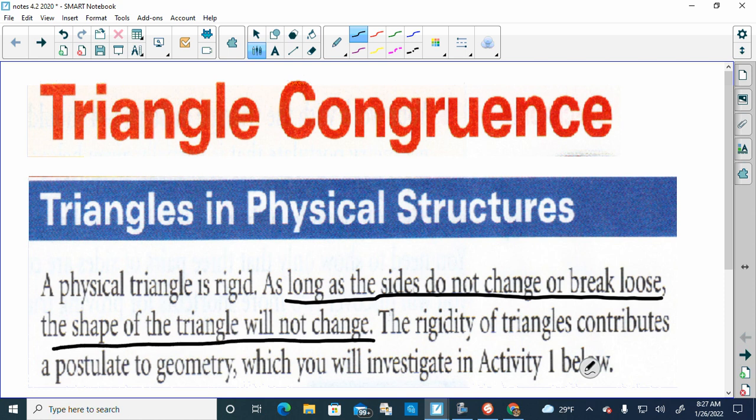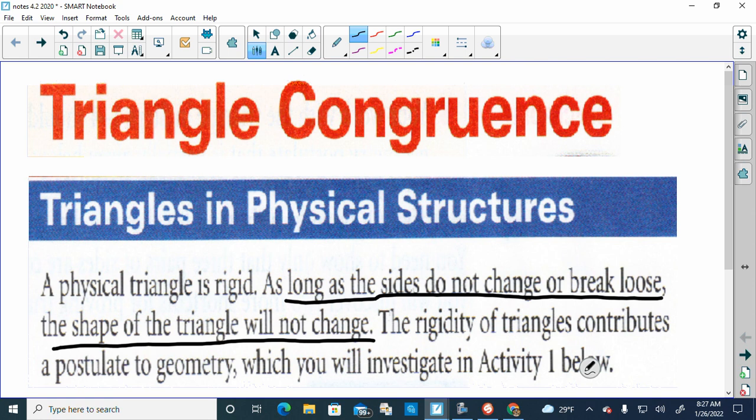So when you have something that's rigid, it means you can't bend it, you can't break it, it stays the same. Okay, it's not going to change shape or size. So the side triangle would be considered rigid because when you make it, it's not changing shape when somebody else makes it. It's going to be the exact same triangle regardless, because it is rigid.